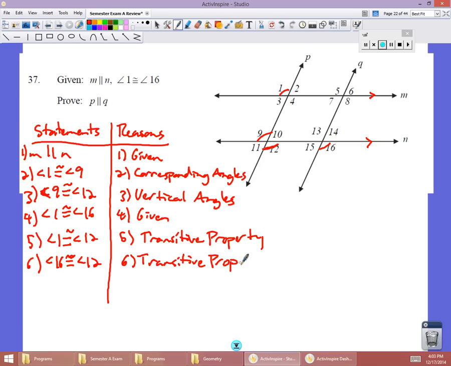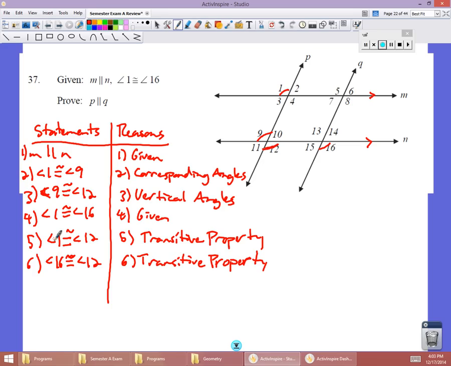If you take a look at the answers to the review packet from the county, you may also see this written as substitution. And so if you wrote substitution instead of transitive property, that would also be okay, because we're substituting in, for instance, angle 9 is congruent to angle 12, so we're substituting in angle 12 for angle 9. When we did this in class, I believe we called it the transitive property.